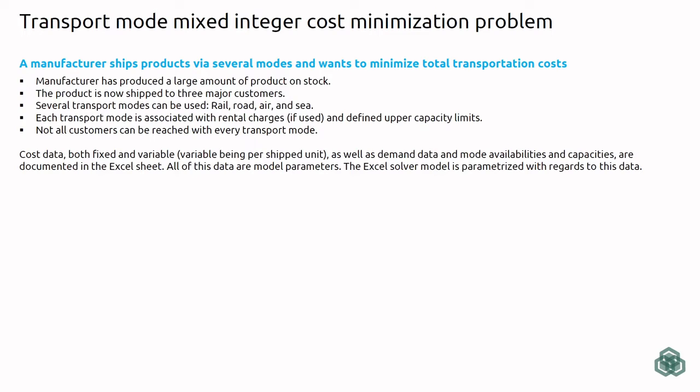And now the problem is how to satisfy all of the customer demand. This is a constraint. We have to satisfy every customer, but at the same time we want to minimize the transportation costs. And the transportation costs are the sum of the variable transportation costs per unit shipped via the respective transportation mode and the actual rental fees for renting and, so to say, activating the respective transportation mode.